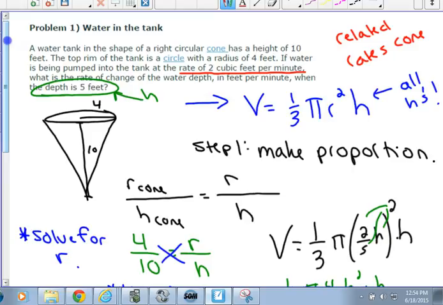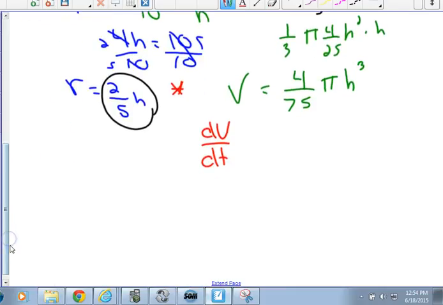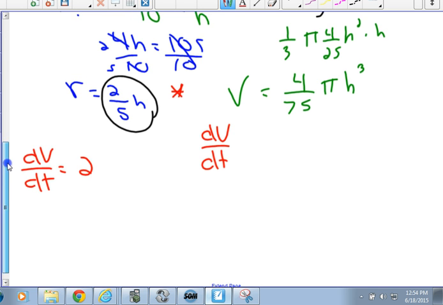You're pumping water into the tank, so that's dV/dt. It's how fast you're filling the tank. That's the volume. Whenever it's cubic, it's always volume. That's a good guess. Cubic is for volume. If it was square, it would be area. So dV/dt is this.